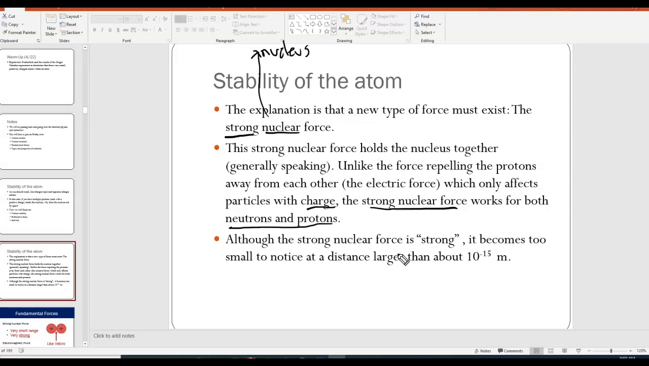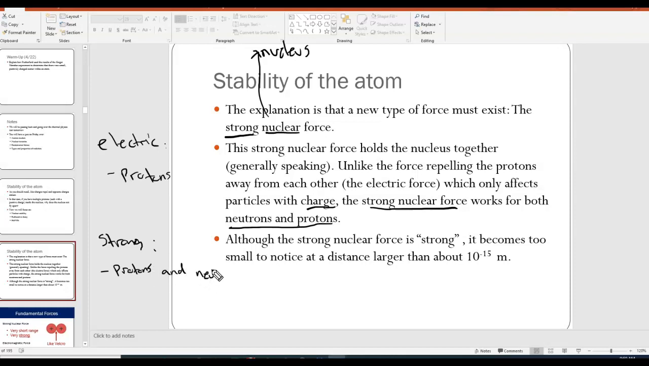Okay, so what I'm saying is you basically have these two forces. You have the electrical force, which only acts on protons, and then you have the strong, I'm just going to write strong, I'm not going to write nuclear just to save space, but strong force, which acts on protons and neutrons.